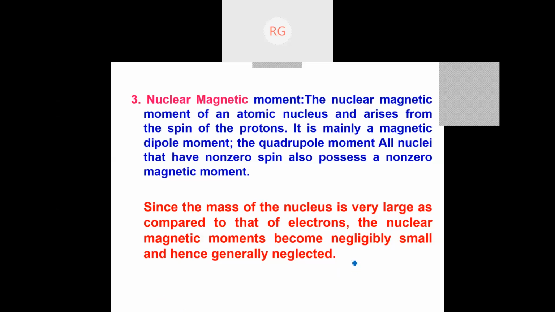The first reason is orbital motion. Orbital motion is equivalent to a current loop. A current loop will give you a magnetic moment. So orbital motion of electrons is the first reason. And the second reason for magnetism is spin motion. Electrons spin about themselves while moving in a fixed orbit around the nucleus. So spin motion of an electron is also responsible for magnetism in a given material.